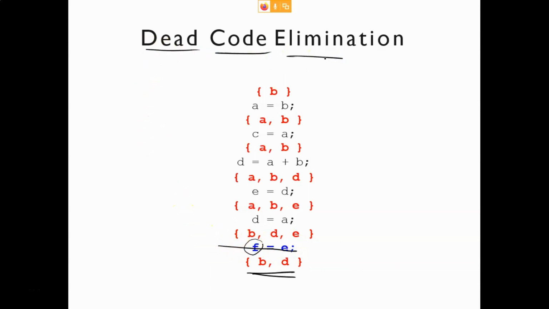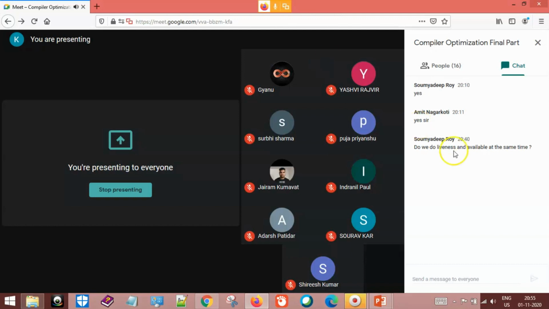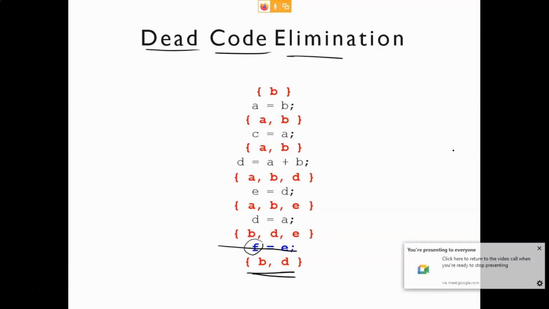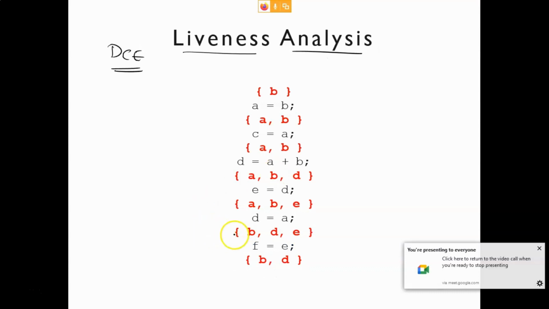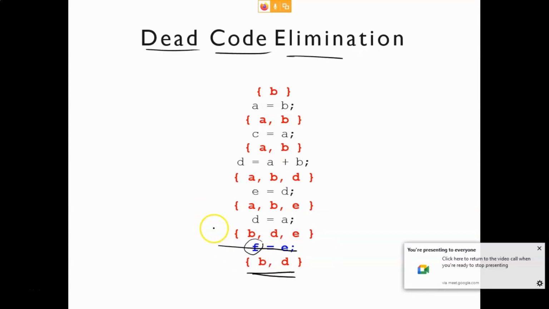In dead code elimination, basically you can remove the assignment to the dead variable. So this f is a dead variable, so we can remove this assignment. We can remove this f equal to a, f equal to e. Let's see, after this, what will we do? Okay, so we can remove this f equal to e. This we have removed.